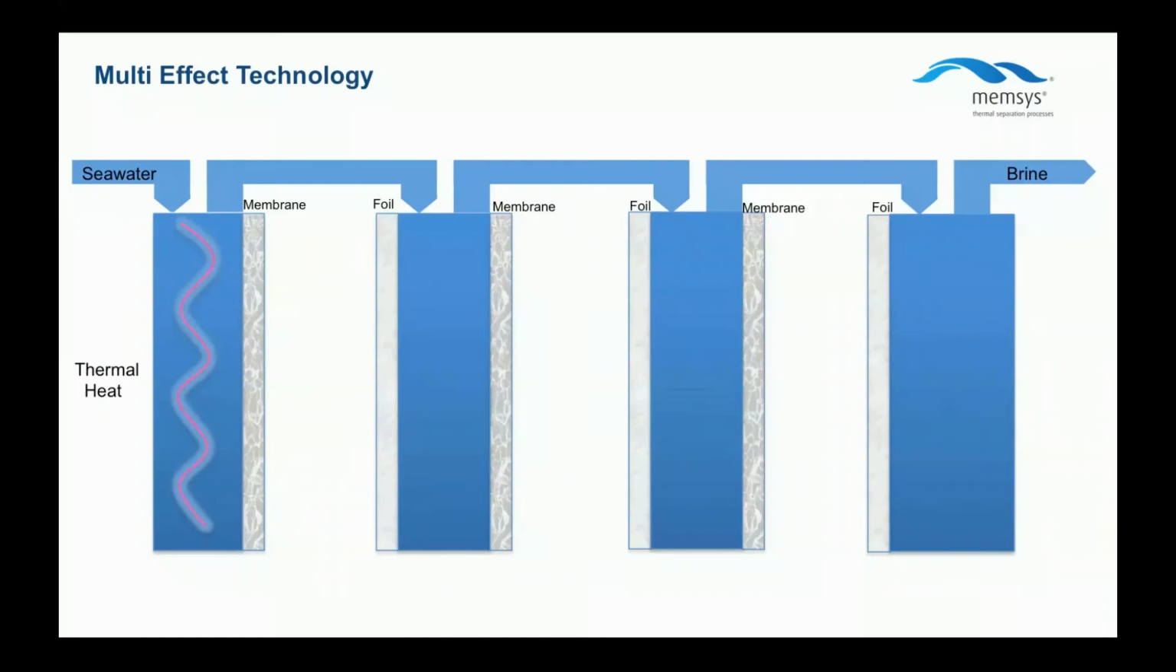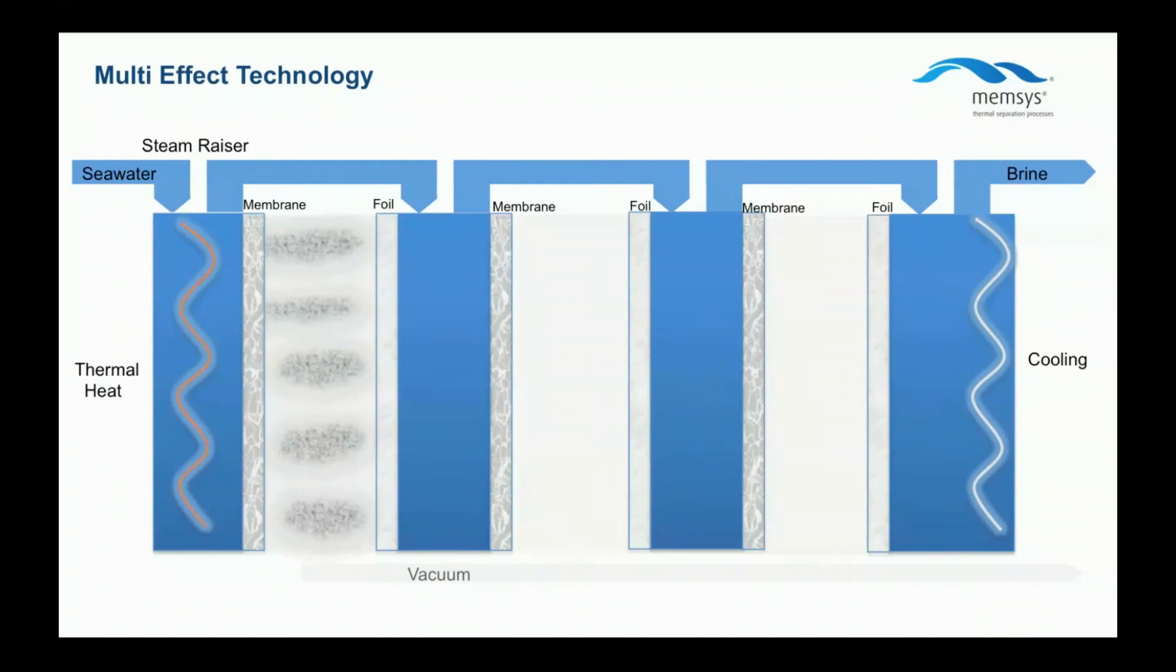On the other end of this process, we apply a cooling loop of water with a typical temperature of 20 to 40 degrees Celsius. The temperature delta between the hot side and the cold side provides the driving force for the process. In order for the distillation to start, we now have to apply vacuum to the system. The lowering of the pressure starts a process of evaporation at the first stage where the thermal heat is applied. We therefore call this stage the steam raiser.